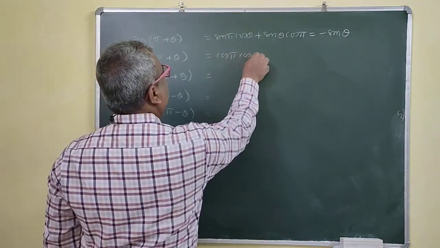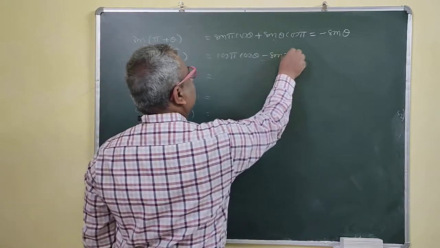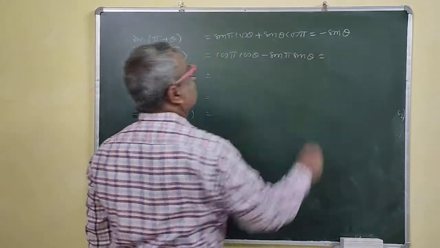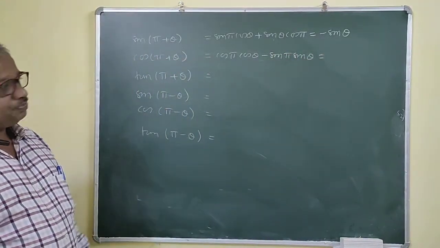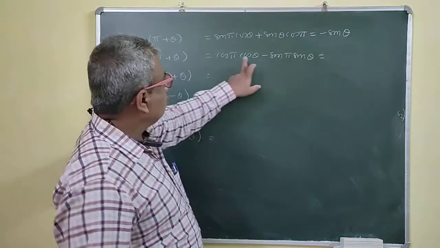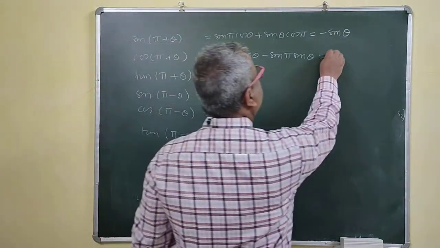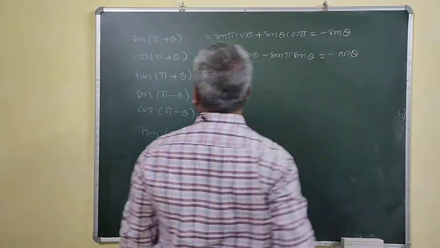Cos pi cos theta minus sin pi sin theta, right? Now sin pi is 0, and cos pi is minus 1. So this is minus cos theta, right?